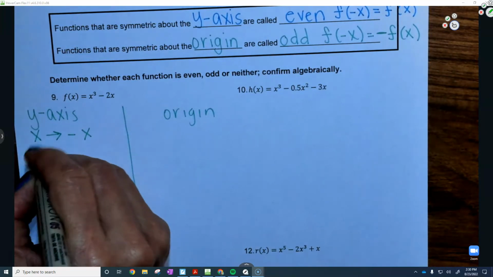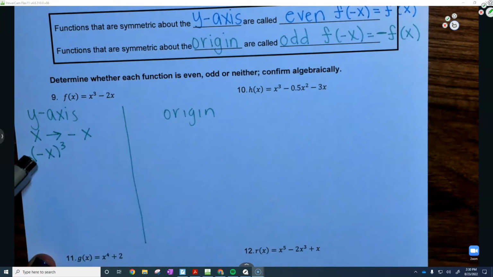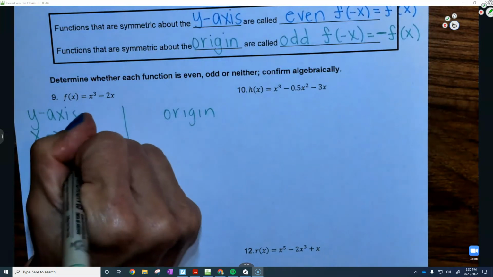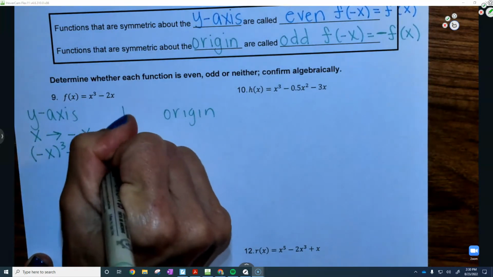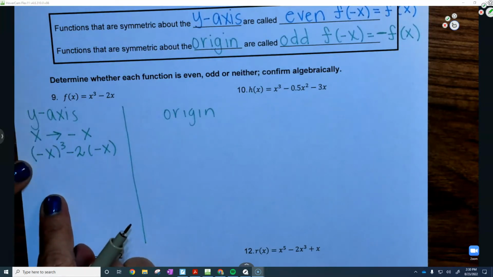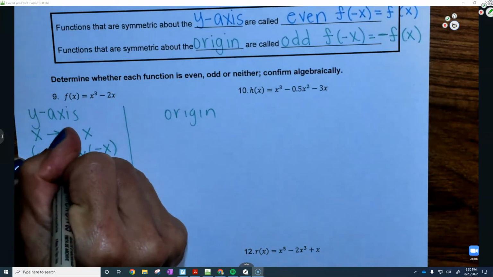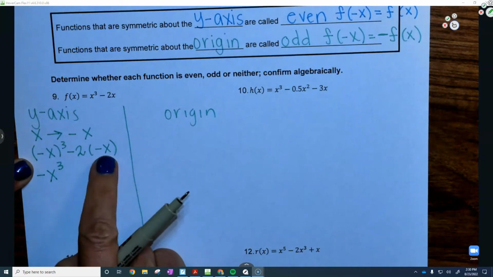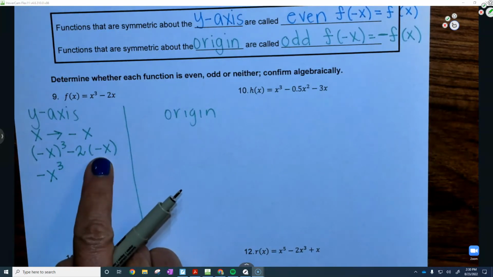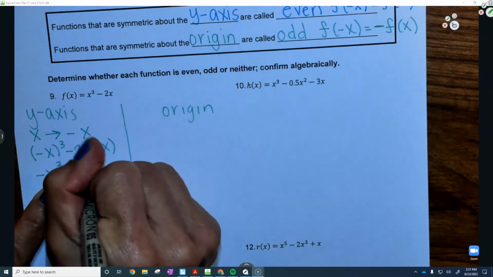So it is going to be negative x, remember parentheses are your friend, minus 2 times the negative x. What's a negative times a negative times a negative? What kind of sign is that? It's a negative. So to clean this first term up, it's going to be negative x to the third. Look at this next term. What's a negative times a negative? Positive. We're going to write plus 2x.